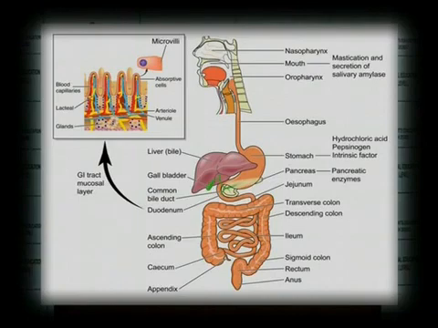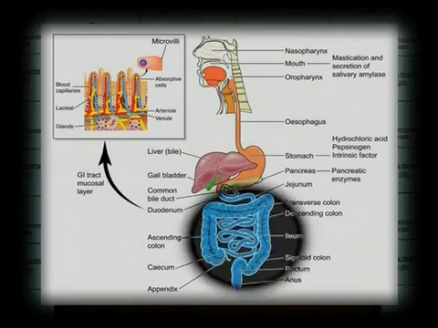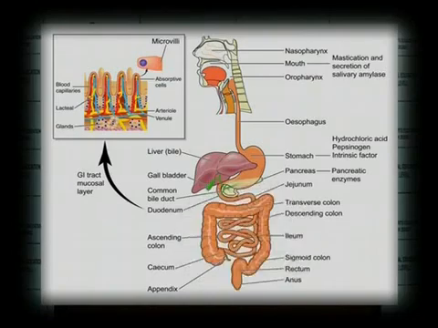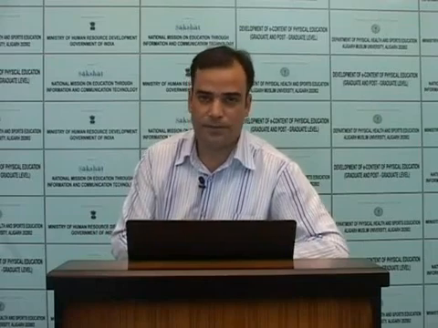However, this simple muscular tube is modified at various places. At some places it is distended like a bag, like our stomach. At some places its anatomy is such that it's coiled, for example our small intestines, and there are certain variations in the internal structure of the digestive system also.